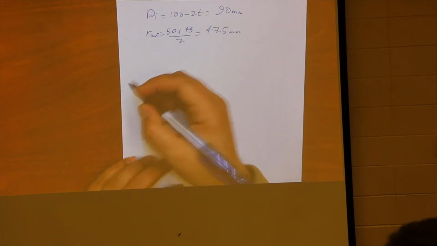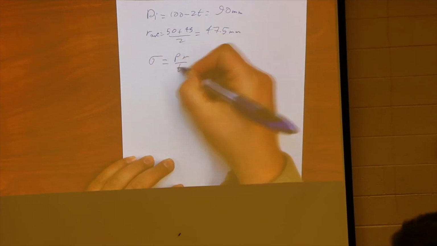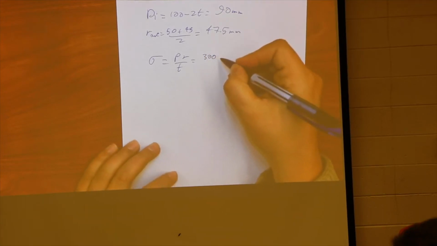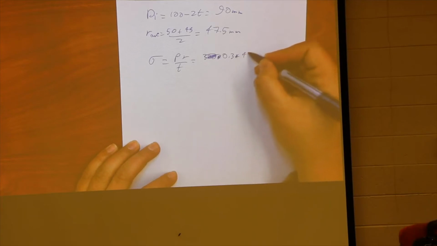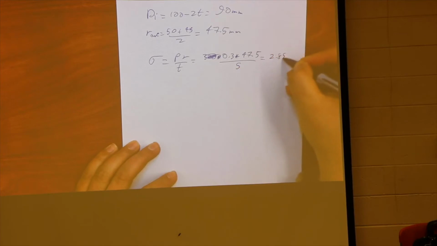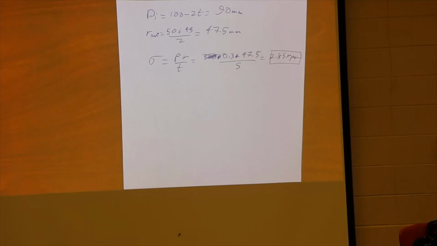So, according to what we know, which is called thin wall theory, sigma equals PR over t, which is 300 kilopascal, 0.3 megapascal, times R, which is 47.5, over t, which is 5, equal to 2.85 megapascal. I divided this by 1,000 to transfer it from kilopascal to megapascal. 1 megapascal is 1,000 kilopascals, which means that the answer is 2.85.